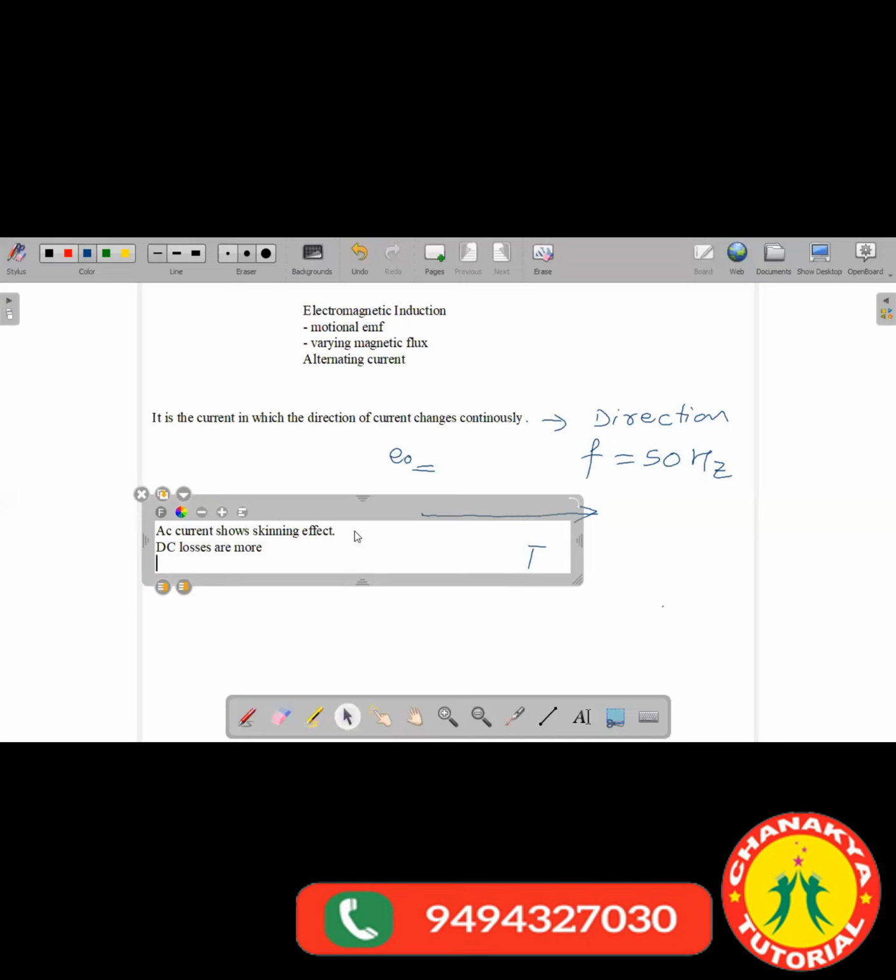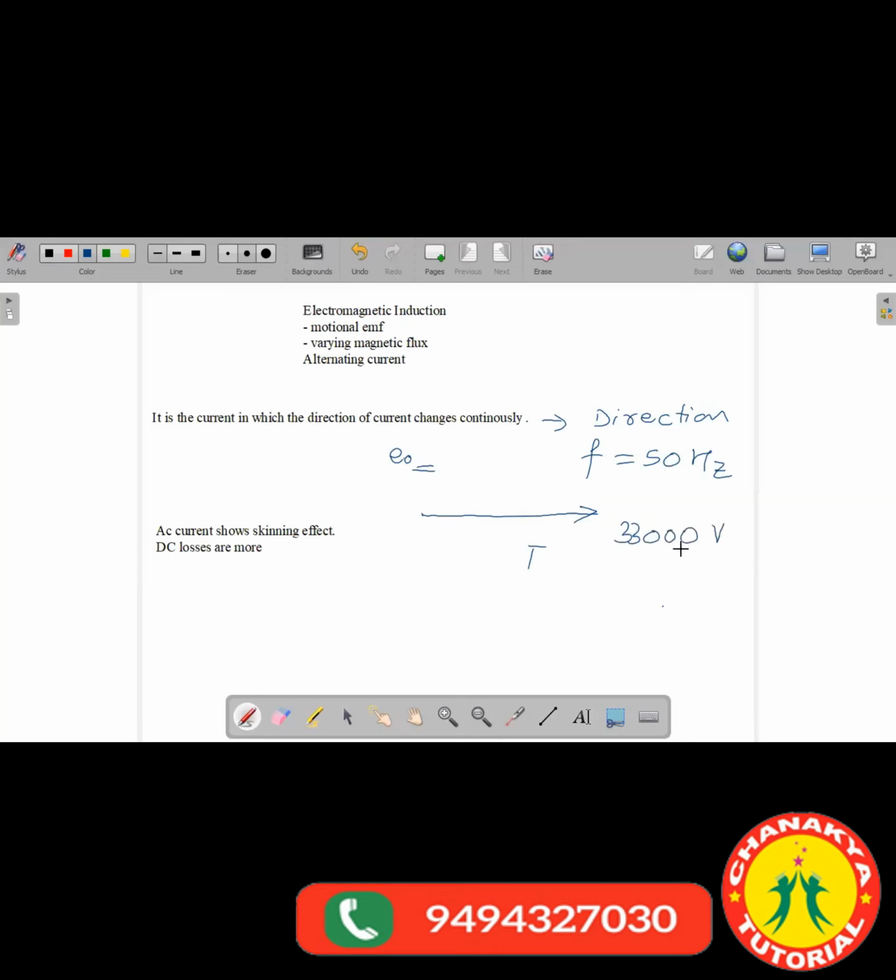For example, wherever the electricity is generated, we generate it at 33 kilovolt. 33 kilovolt means 33,000 volts. This is the AC which is generated. Then it is transported to major cities, where it is brought down to 11 kilovolt, or 11,000 volts, at a substation. After 11 kV, it is transported to smaller units and brought down to 440 volts. After 440, it is transported to homes at 220 volts. So AC current can be transmitted at high voltages, but DC current cannot. This is a drawback of DC current.